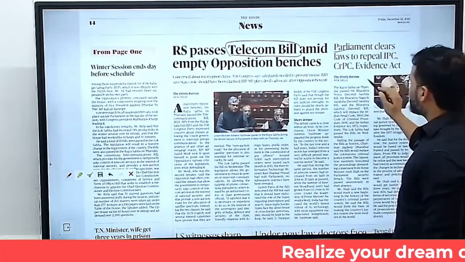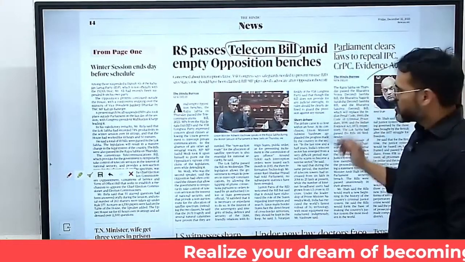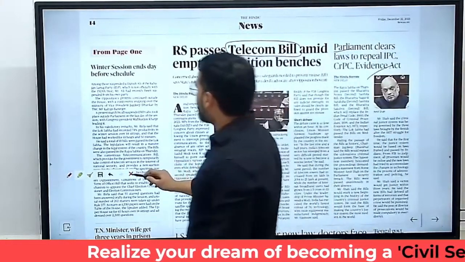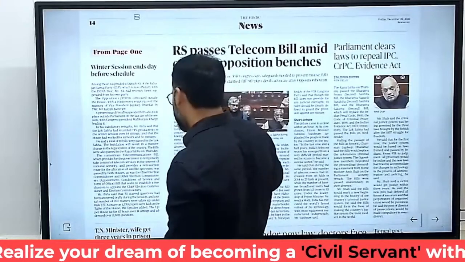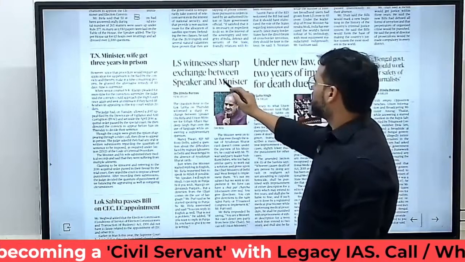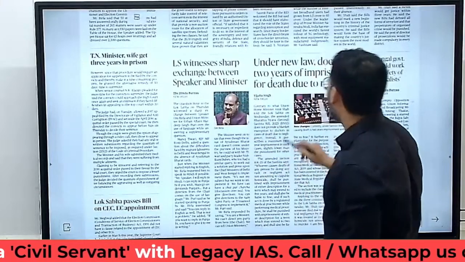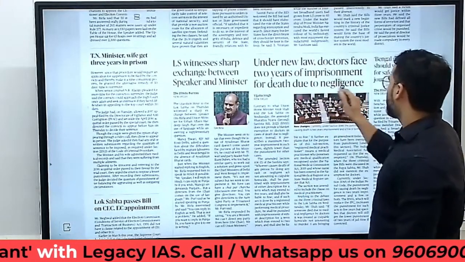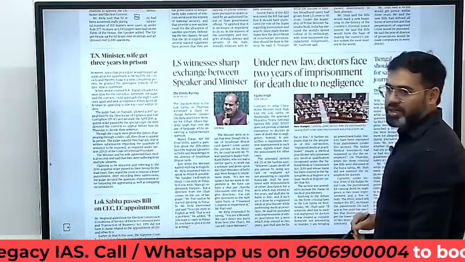Parliament clears, not to replace first page here. So just leave this, or you can cover here winter session. Again, first page here. Lok Sabha witnessed sharp exchange between speaker and ministers. Okay, under new law, doctors face 2 years of imprisonment for death due to negligence.